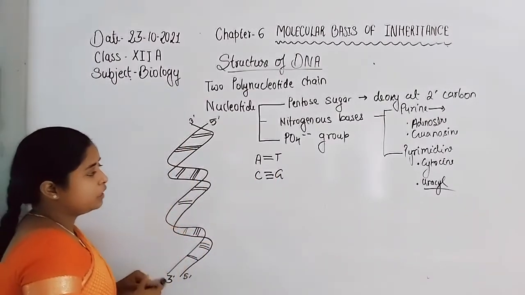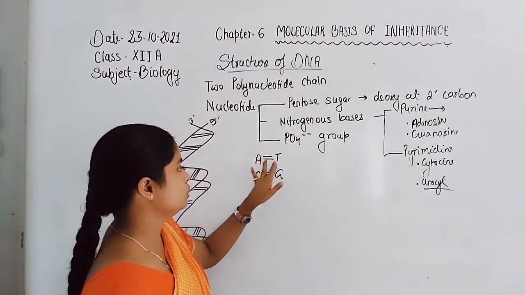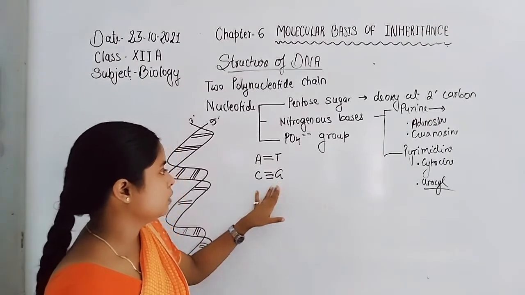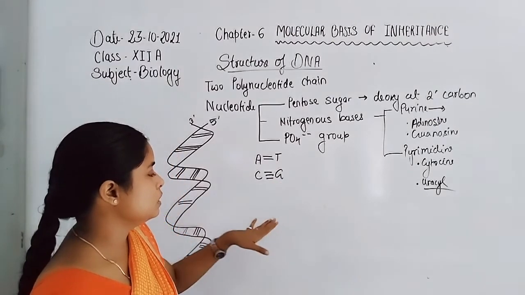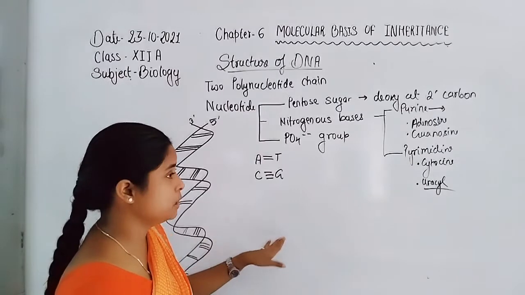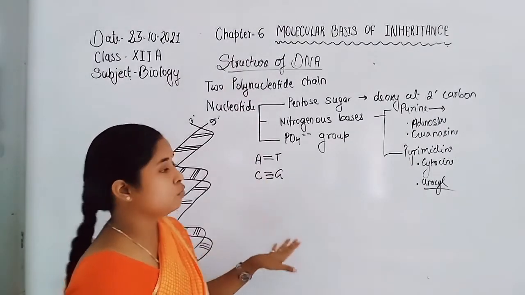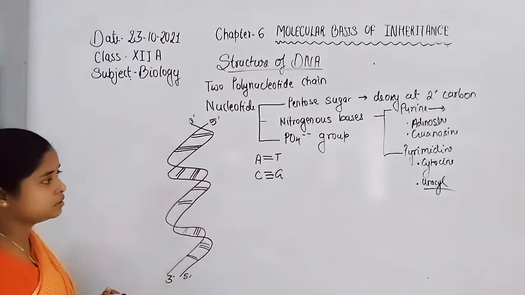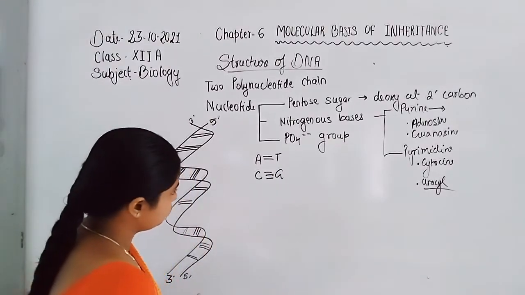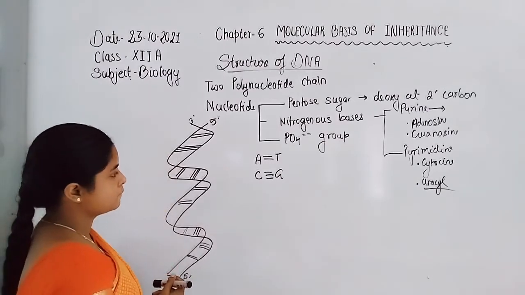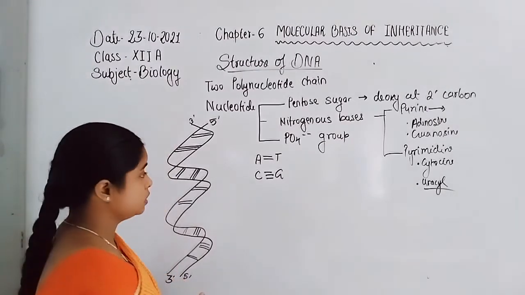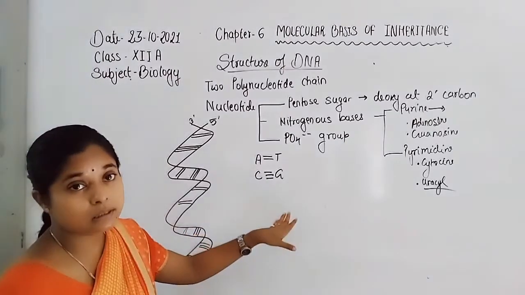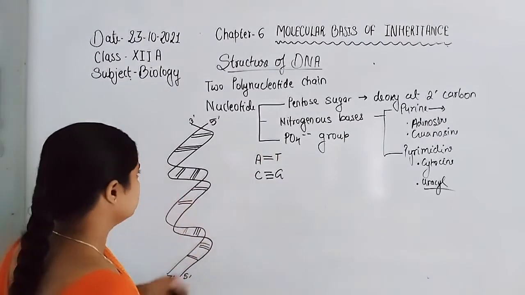The number of A is always equal to T, and the number of cytosine is always equal to G, where A plus G divided by C plus T is equal to 1. That is Chargaff's rule. The number of nitrogenous bases is always constant in DNA. That means A is always equal to thymine.